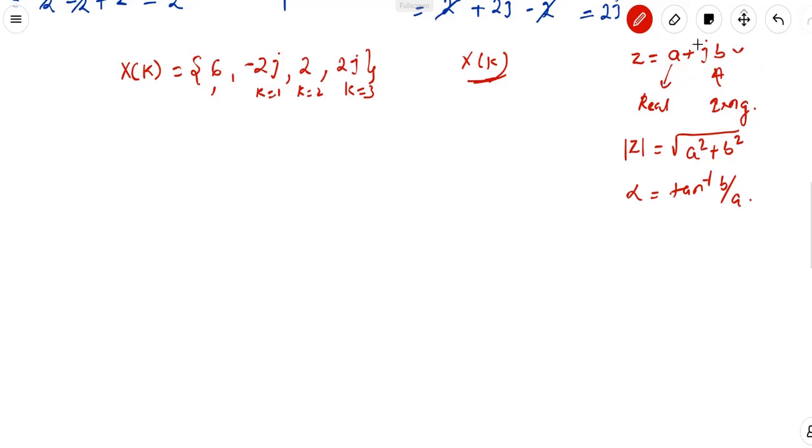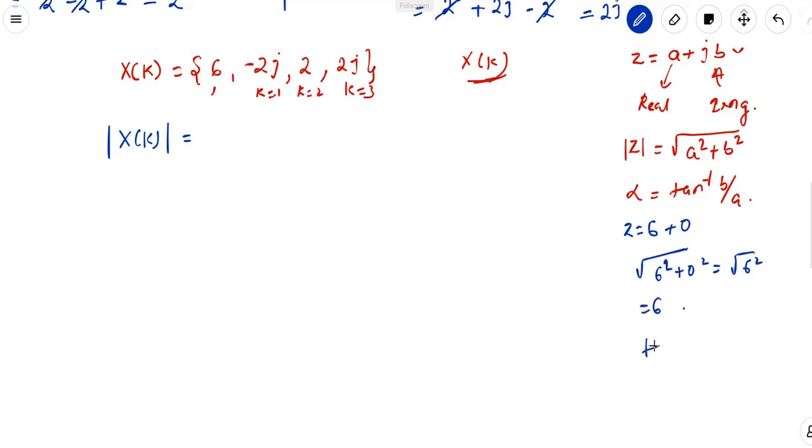Okay, so we will start with the first x of k magnitude. The first value is 6, that means z is equal to 6 plus 0, because the imaginary part is 0. So the equation becomes root of 6 square plus 0 square. So this becomes root of 6 square. So this is how much? It is 6. So the magnitude is 6 only.